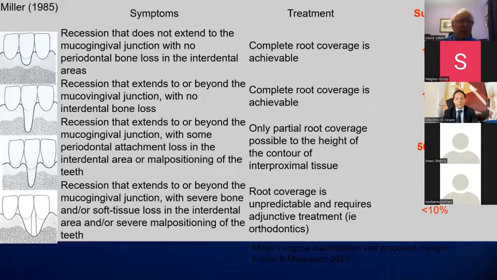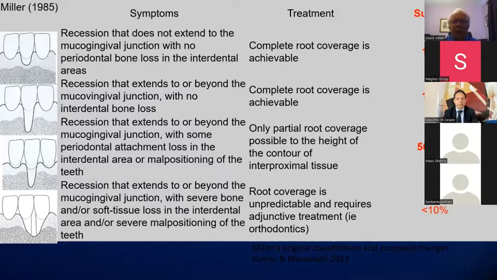So here we have, if you look down from the original Miller 1985, a classification going from top to bottom, class 1, 2, 3, and 4, and you can see the cartoons, if you like, of the various levels of progression of loss, going eventually beyond the mucogingival junction. And the key thing with class 4 is the fact there's severe bone and soft tissue loss in the interdental area, which is historically a considerable problem.